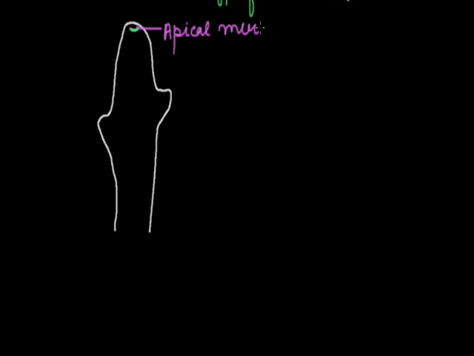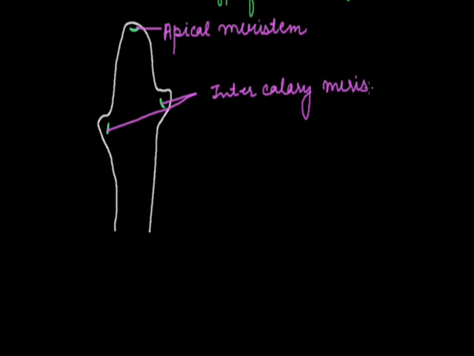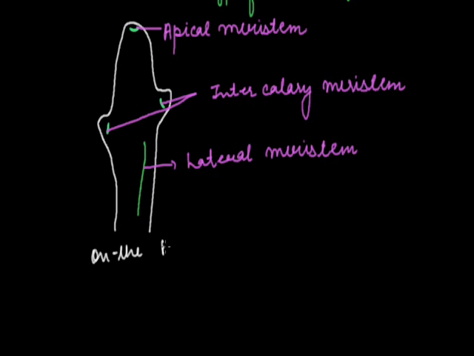Now, if we draw a rough diagram of the location, then at the apex of the plant is present what is called the apical meristem. On the nodes and the internode region is present what is called the intercalary meristem. And the meristem which is present along the longitudinal section of the plant is referred to as the lateral meristem. These are the different types of meristem, based on location in the plant.